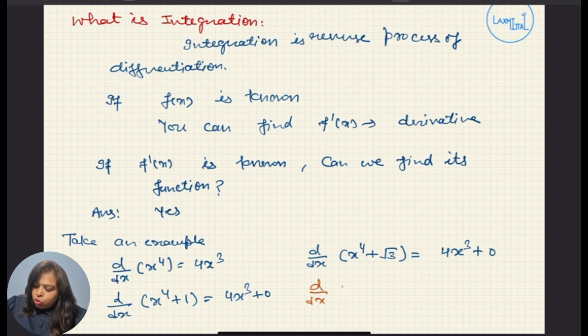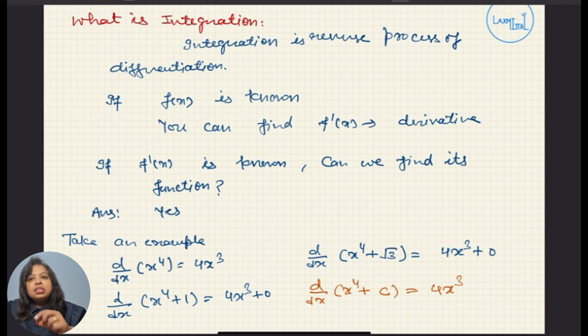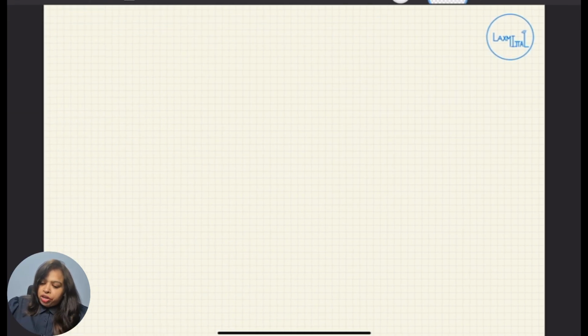So if I am making it generalized, then the differentiation of x to the power 4 plus c is also 4x cubed, because the differentiation of c, where c is a constant, belonging to real numbers, so any real number, is 0. If c is any real number, then the differentiation of x to the power 4 plus c will be 4x cubed only. So from here we are getting an important point.